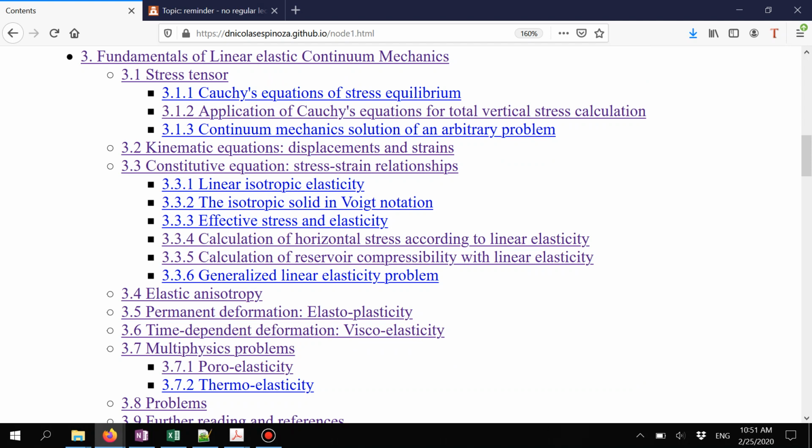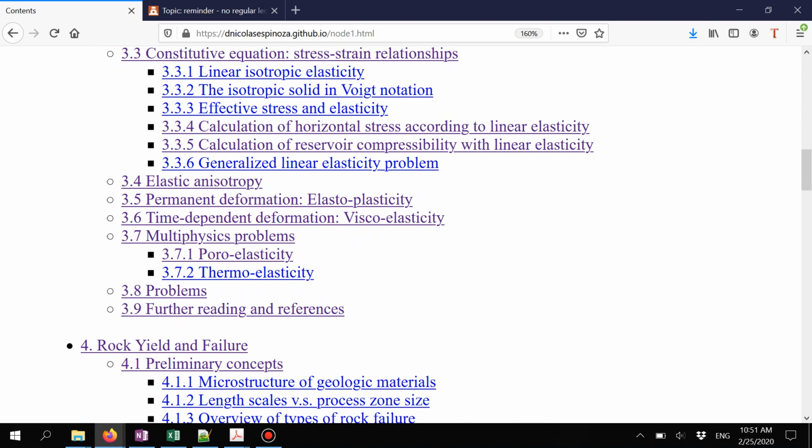And today we're going to finish chapter number 3 and talk about these three last topics that we have here in 3.4 to 3.6. And those are elastic anisotropy, elastoplasticity, and viscoelasticity. And with this, we'll finish this chapter and then we'll move on to rock failure. And hopefully, we'll also see a little bit of that today. All right, so let's get started.